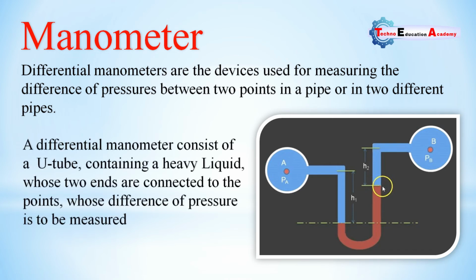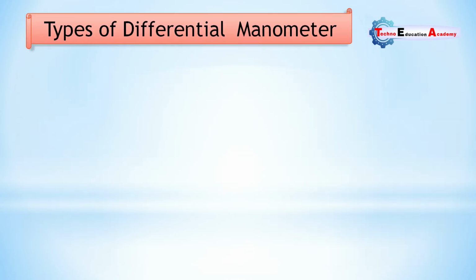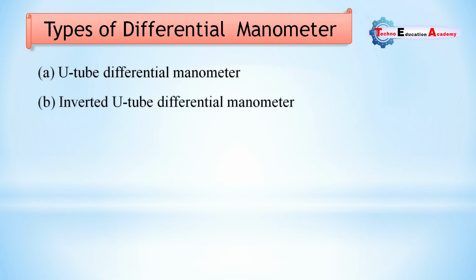A differential manometer consists of a U-tube containing a heavy liquid whose two ends are connected to the points whose difference of pressure is to be measured. Generally, for heavy liquid, we use mercury. Now we will discuss different types of differential manometer. The first one is U-tube differential manometer, and the second one is inverted U-tube differential manometer.